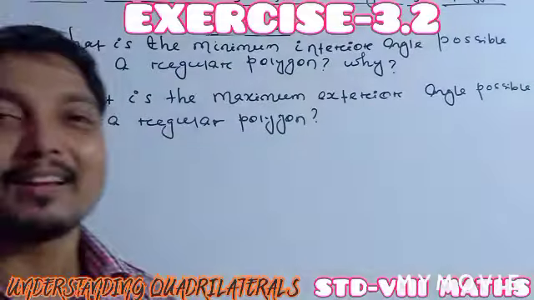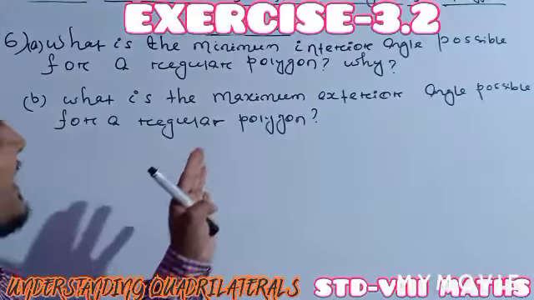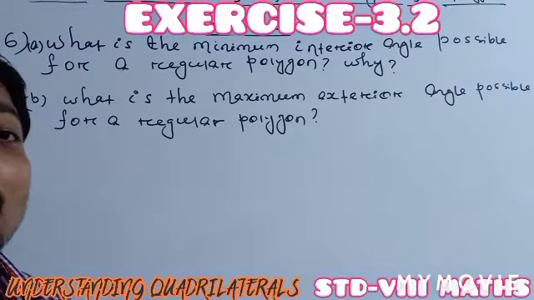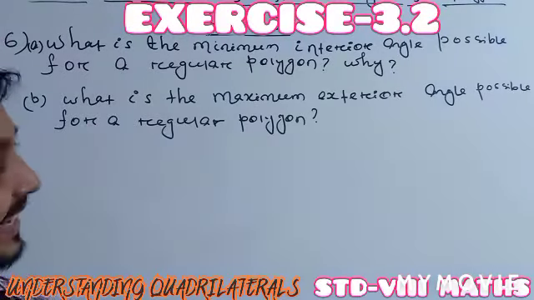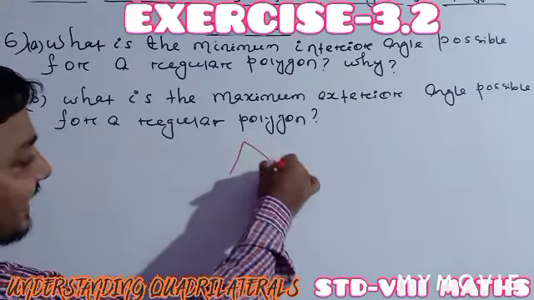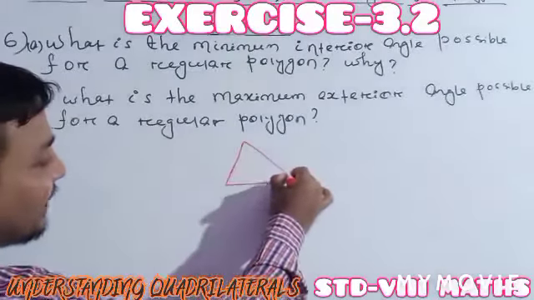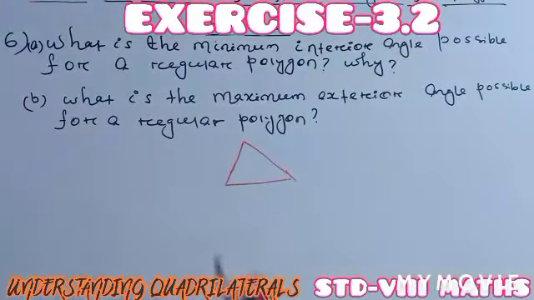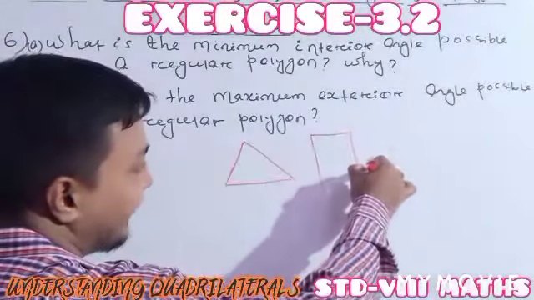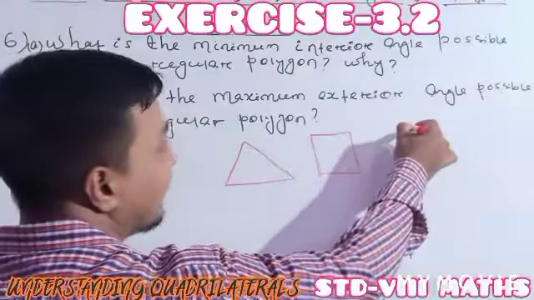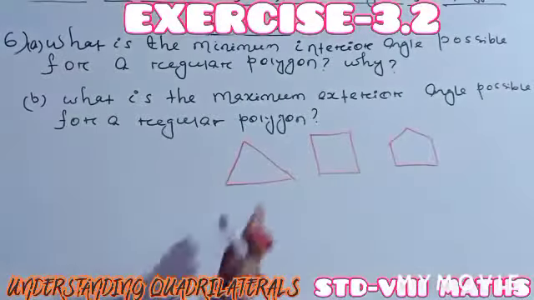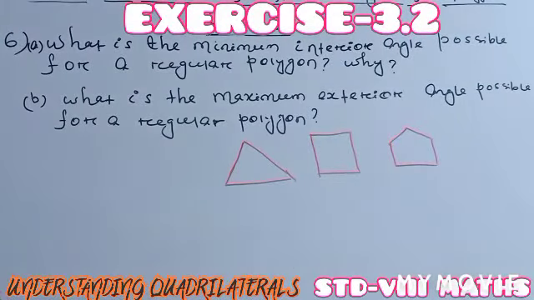See question number 6. It is given: what is the minimum interior angle possible for a regular polygon? See, actually our regular polygon discussion starts from the triangle. The minimum number of sides of a polygon is the triangle. Then after, it is our square, the 4-sided figure. The 5-sided one is our regular pentagon. We will do the discussion only on these 3 examples.